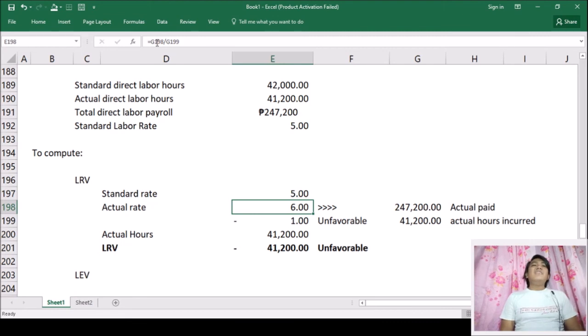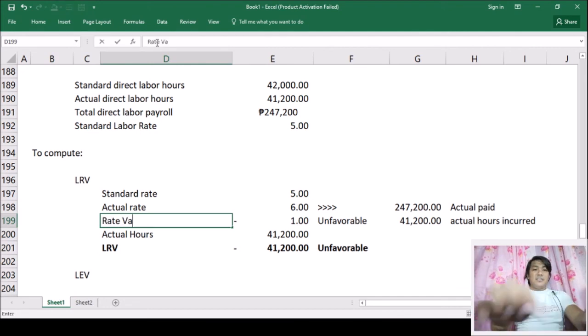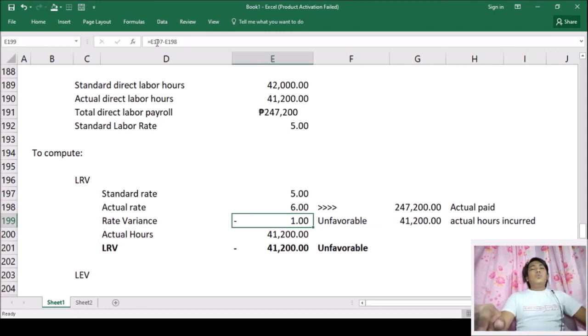And then get the difference between the standard rate and the actual rate, and that would be your rate variance. Okay, which is 5 minus 6, which is -1. In this case, that is very unfavorable because you are expecting to pay your manggagawa at 5, but you actually paid them at 6, which is -1.